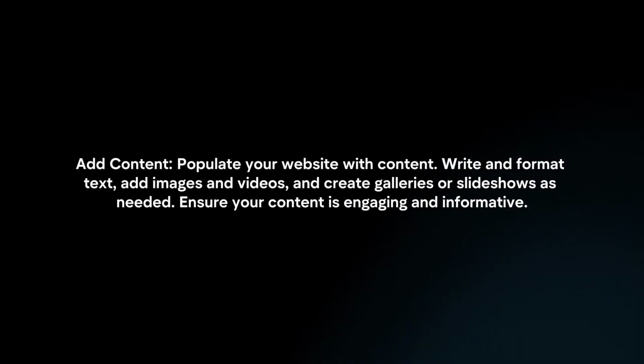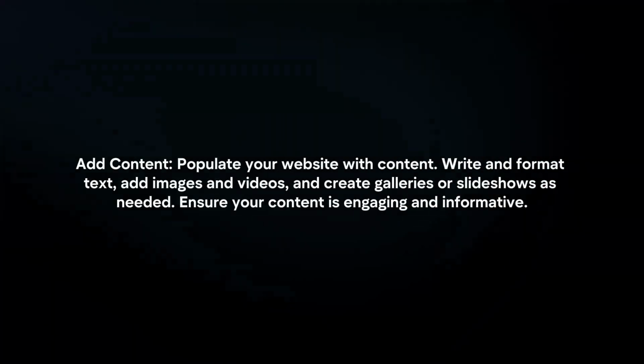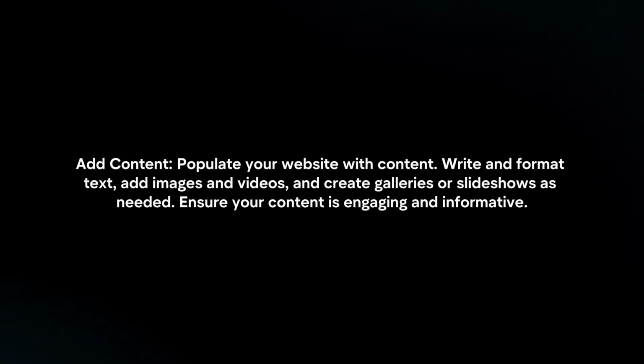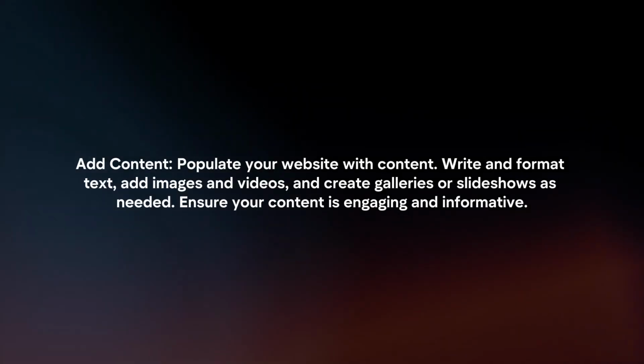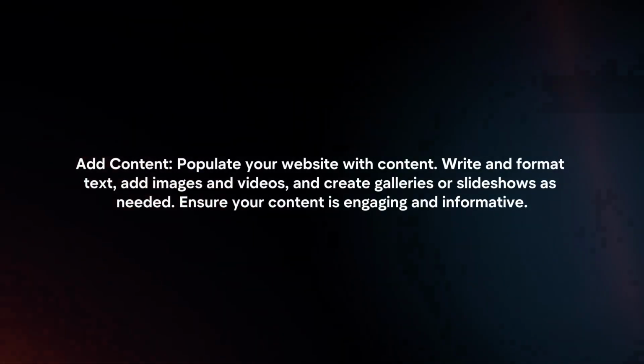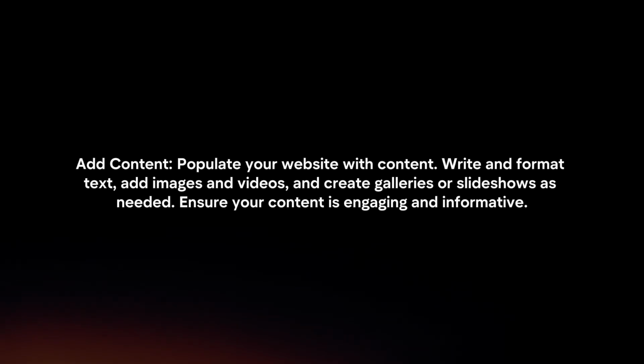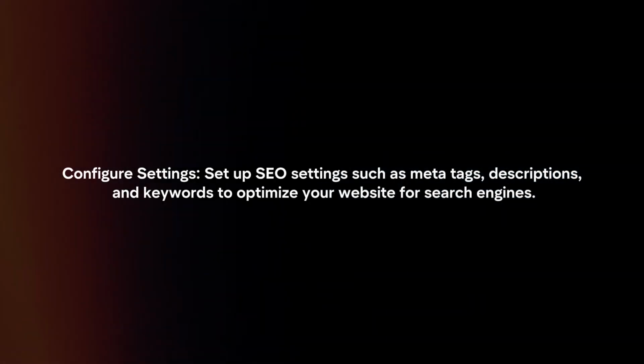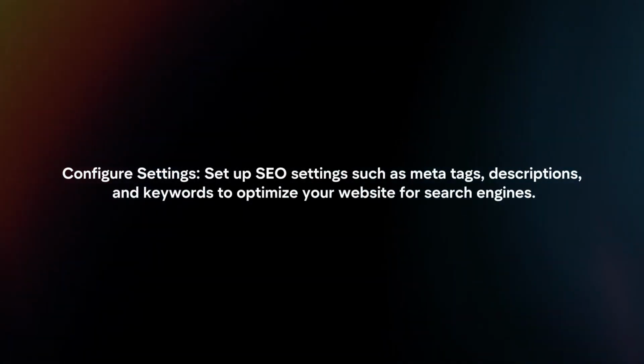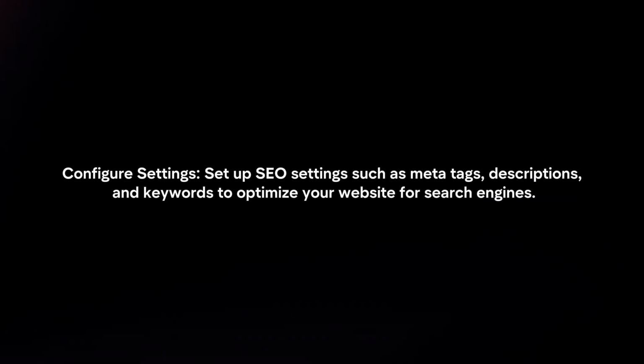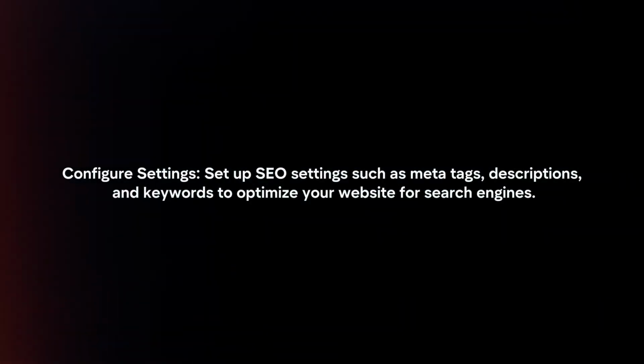Add content. Populate your website with content. Write and format text, add images and videos, and create galleries or slideshows as needed. Ensure your content is engaging and informative. Configure settings. Set up SEO settings such as meta tags, descriptions, and keywords to optimize your website for search engines.